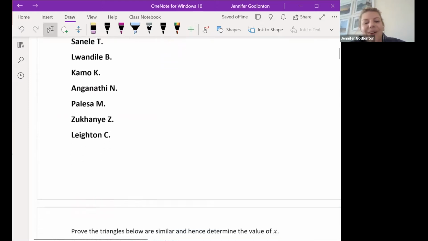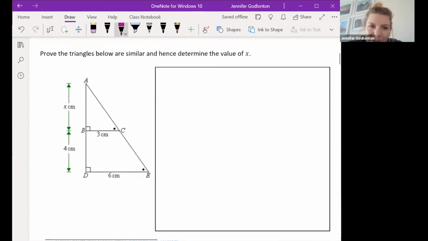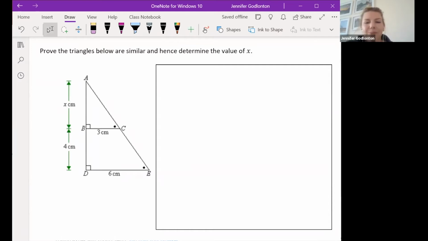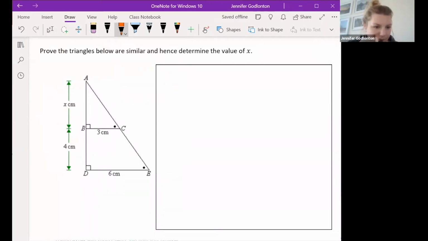Okay. All right. Let's jump into some of these questions. So first one that we are going to look at. We have to first prove that the triangles below are similar, and then we're going to find our value of x. Okay. So when we are looking at this, how do we start a similarity proof? What is the first thing that we have to do? What is the first thing we have to do when we start our proof? Remember, it's the same for congruency.